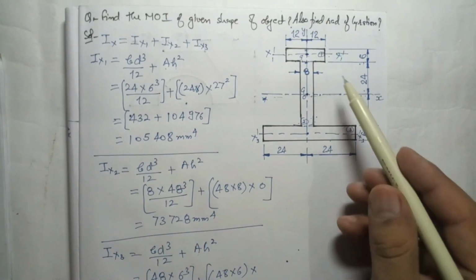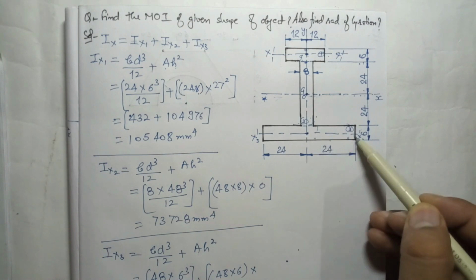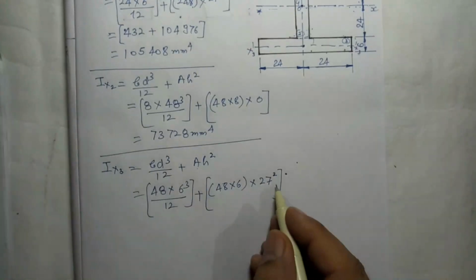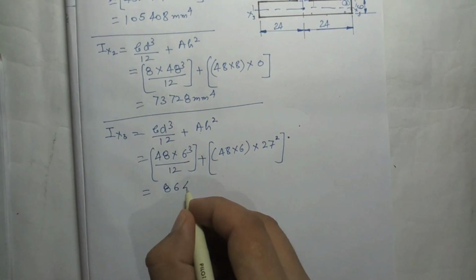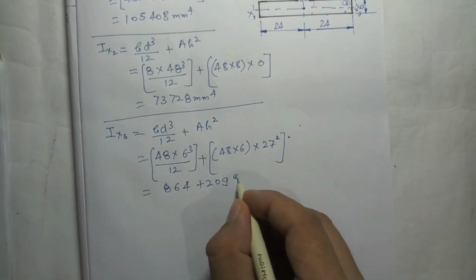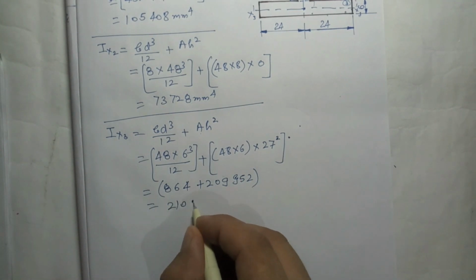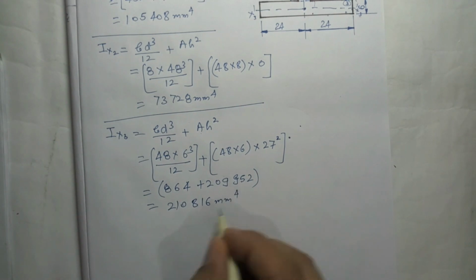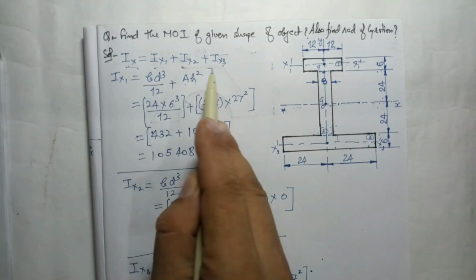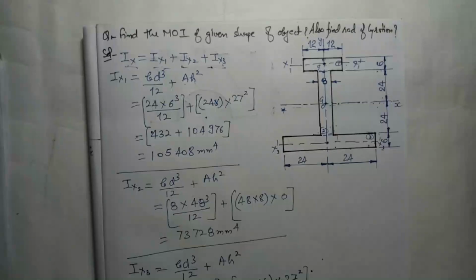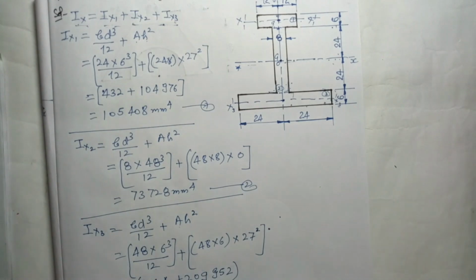Now what is h here? Same as the upper case, 24 plus half of this, because its center of gravity will be at half. So this is 24 plus 3, that is 27 squared. Now when we solve, we get 864 plus 209952, and after that we get the value 210816 mm to the power 4. Now, I have told you the moment of inertia of the complete object will be the total after shifting, so we can add the three values, the first, second and third.